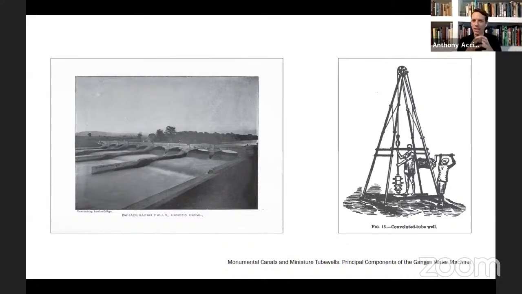So if canals are like highways for water, tube wells are the exact opposite. They're like a straw that we sink into the ground, put a pump connected to it, and draw up water for drinking and agriculture.